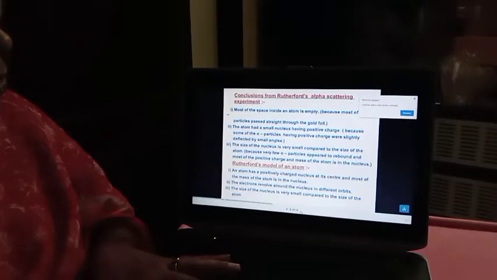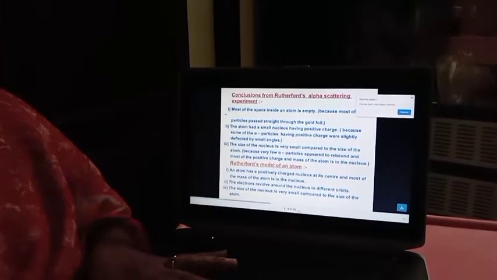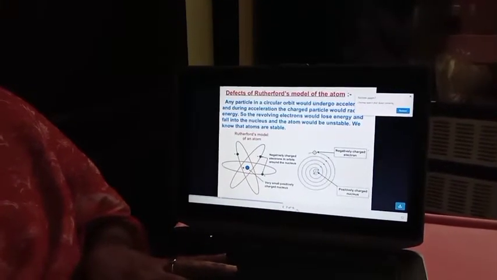After Rutherford's discovery, because of the disadvantage of his model in the emission of radiation and energy, Bohr proposed a model of the atom in which there are special orbits called discrete orbits.